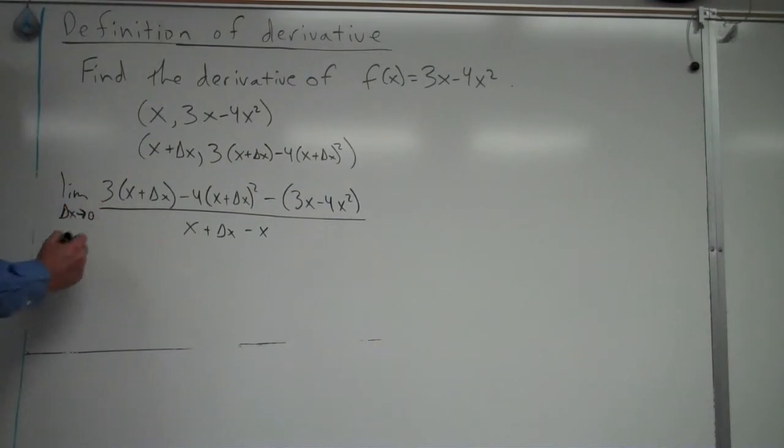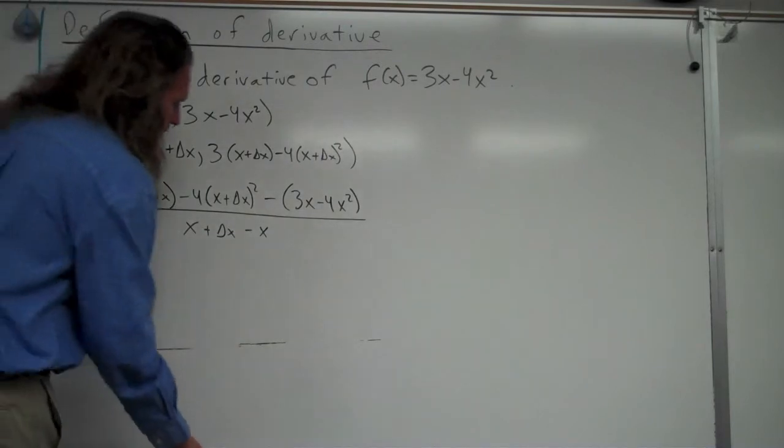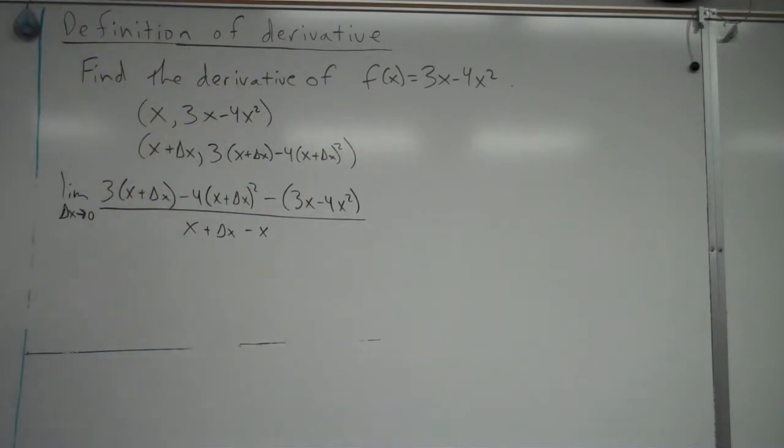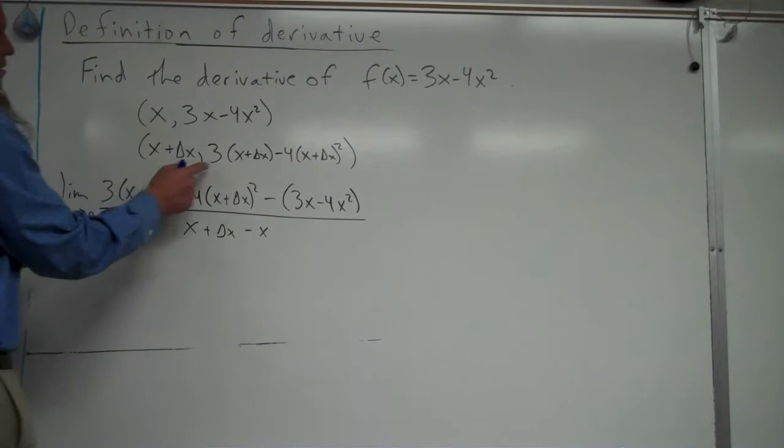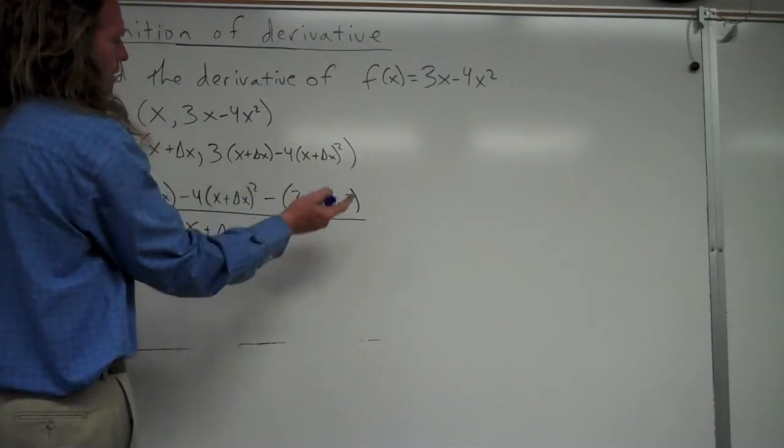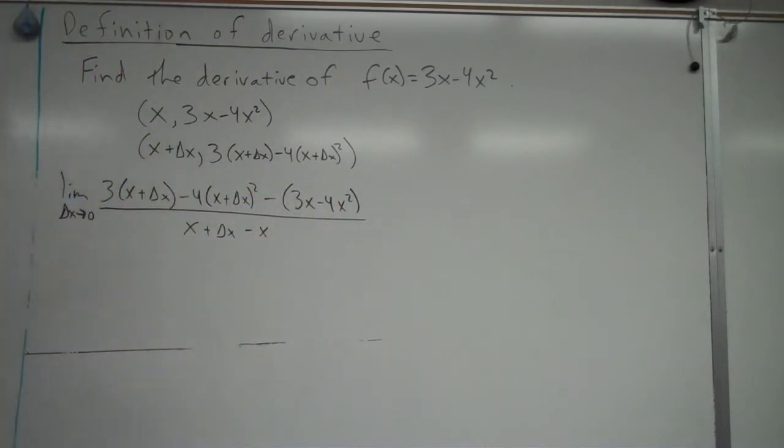Sometimes you might see certain books or certain tests will use h instead of delta x, but it's the same thing. So if you have x plus h here, it would just be 3 times x plus h minus 4 times x plus h. So it's the same thing where you see x or h or delta x.